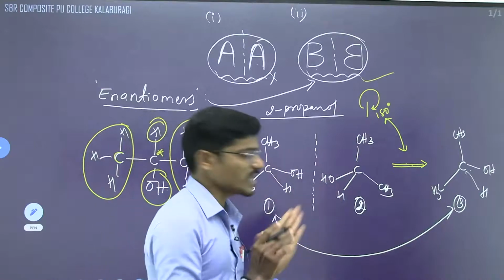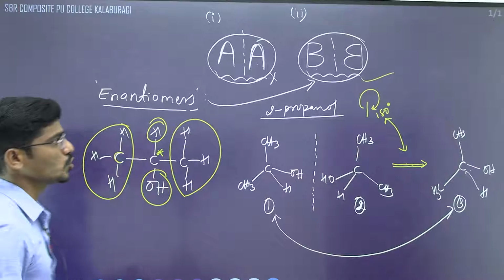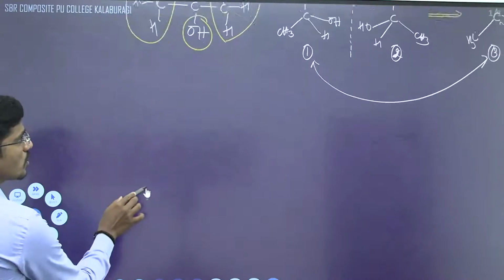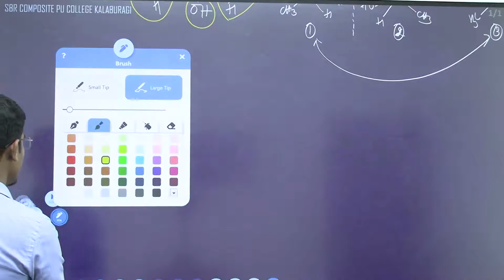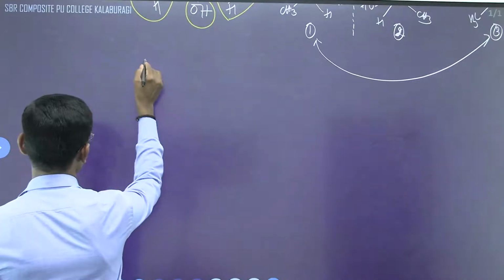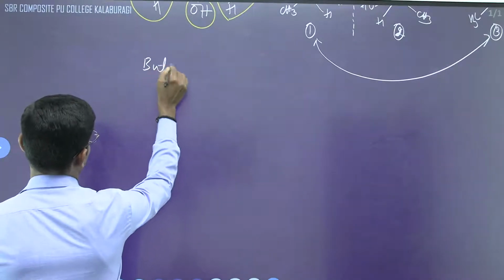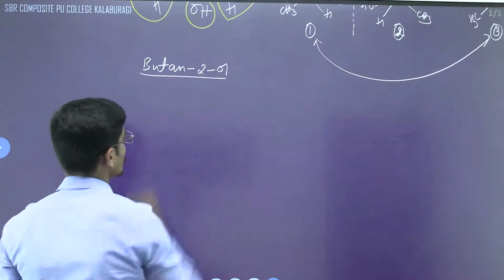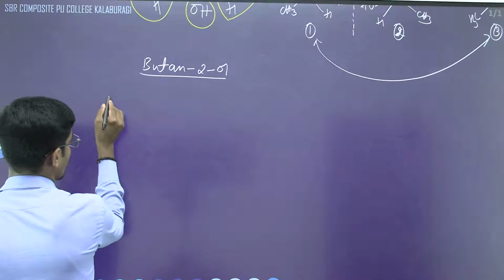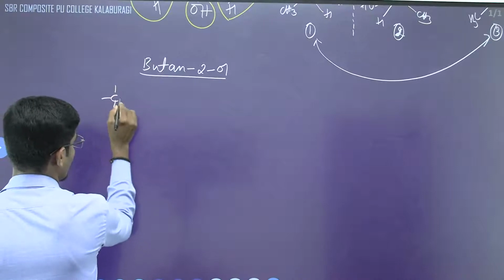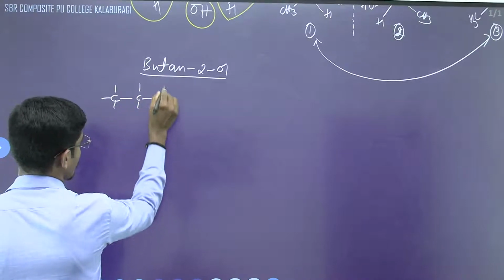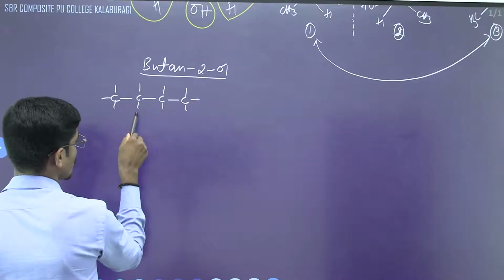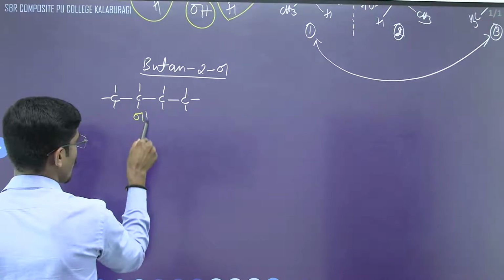So instead of this example, let us take another example. I had considered 2-propanol; now let us consider 2-butanol. Let us write the first structure: CH3, CH2, CH2. It is butane. At the second position, one OH group.